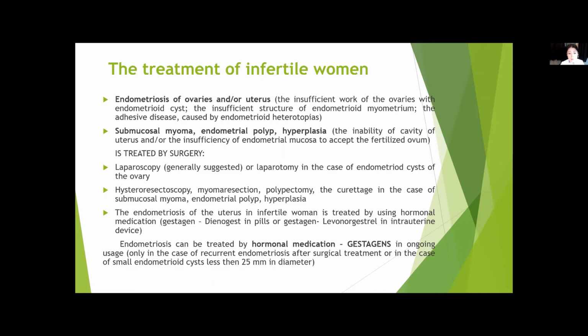Hysteroscopy, myoma resection, polypectomy, and curettage. In the case of submucosal myoma it is myoma resection, for endometrial polyp it is polypectomy, and for hyperplasia it is curettage. The endometriosis of the uterus in an infertile woman is treated using hormonal medication.